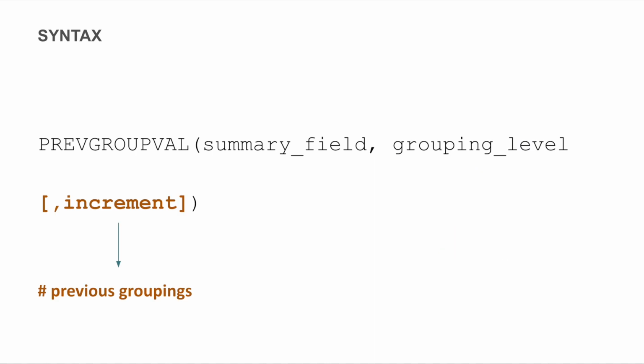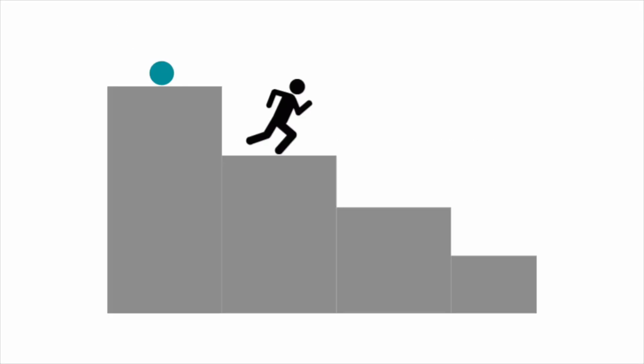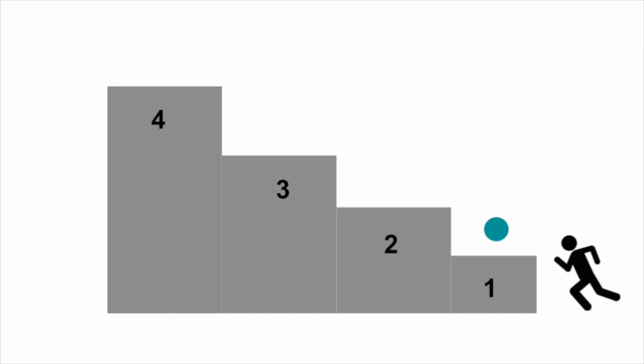Okay, moving on. Finally, we have the increment. This is optional, but it basically tells your formula the number of previous grouping levels from which you want to pull that summarized data. I tend to visualize this like walking down a flight of stairs and dropping something on the way. The increment is asking which previous stair number to look at in order to grab the information you need. Except in this case, think of your stairs as your specific groupings.